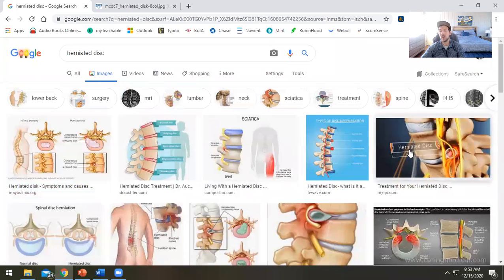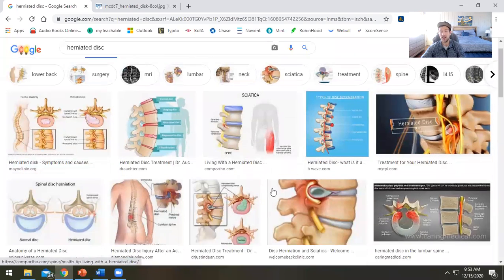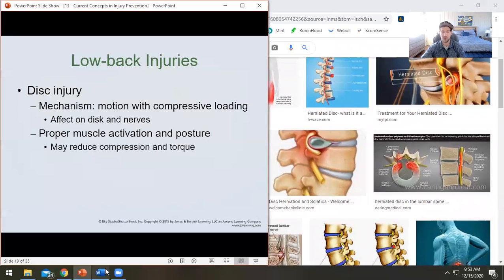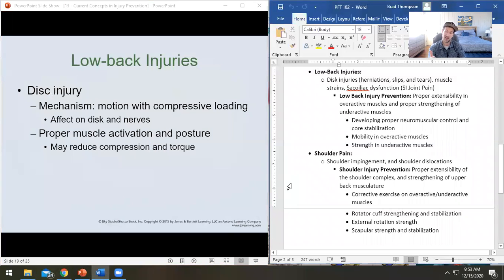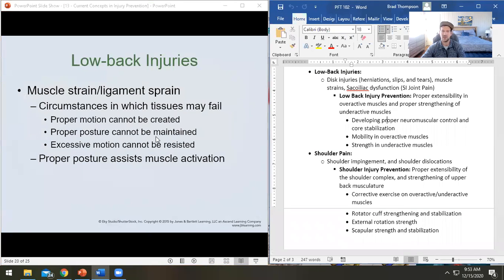So that's the very common one, and it happens from excessive movement of the spine. If your spine experiences excessive compression or torsion or anything, it can cause that tear. So we get really nervous about stuff like that, right?